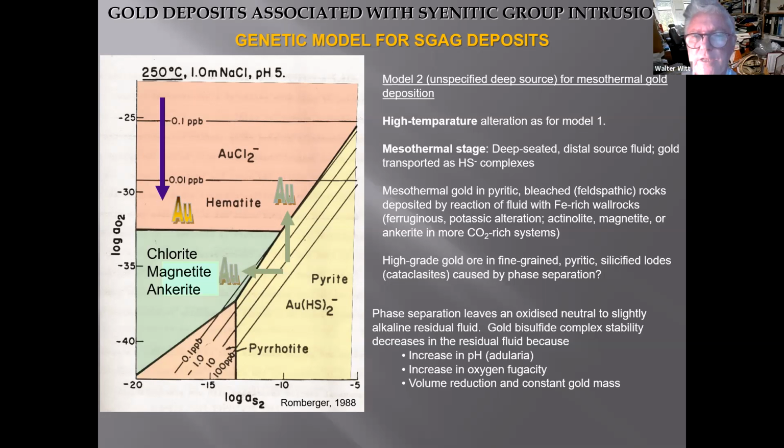During the mesothermal stage, gold in the pyritic feldspathic rocks may have been deposited then by reaction with the iron-rich wall rocks, the ferruginous and potassic alteration. And again, the high-grade gold ore in the fine-grained pyritic silicified lodes caused by phase separation.